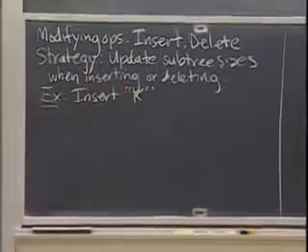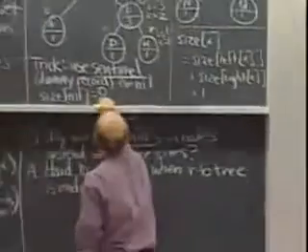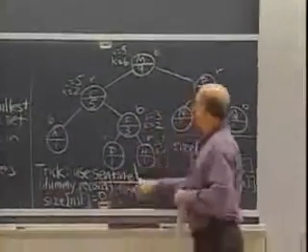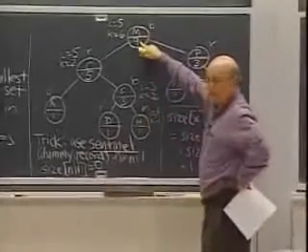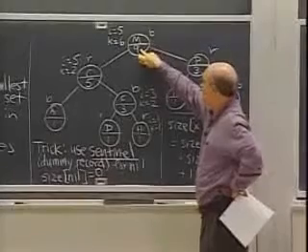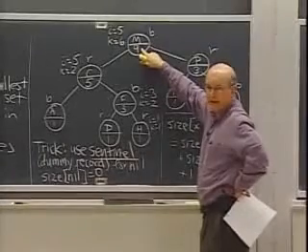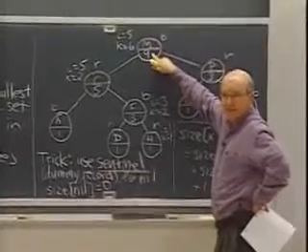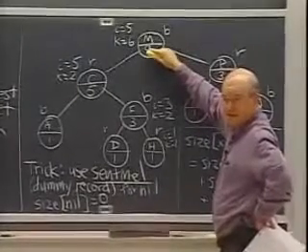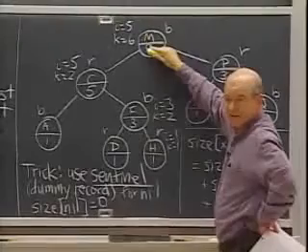Okay, element with key k. So I'm going to want to insert it in here, right? And so what's going to happen to this subtree size if I'm inserting k in here? This is going to increase to 10.